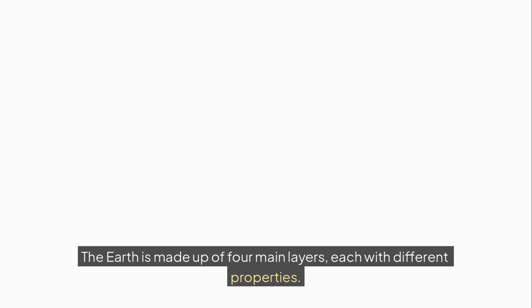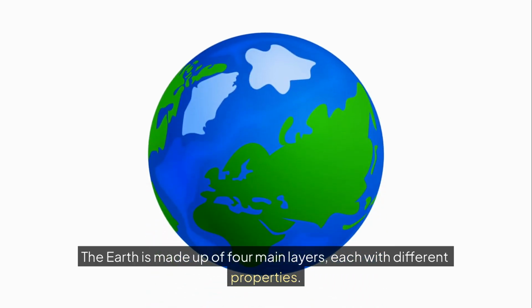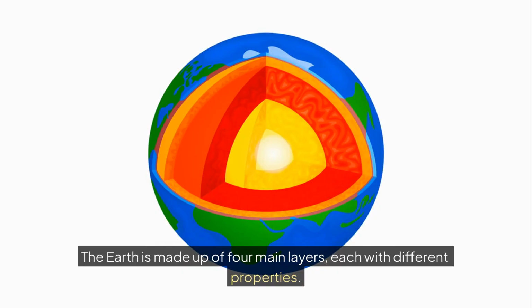The layers of the Earth. The Earth is made up of 4 main layers, each with different properties.